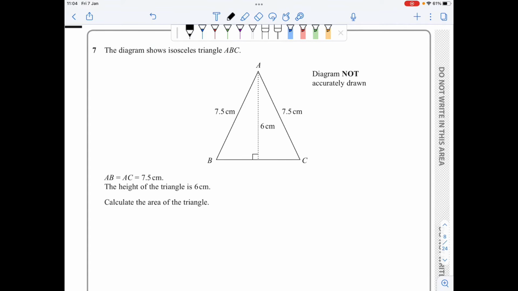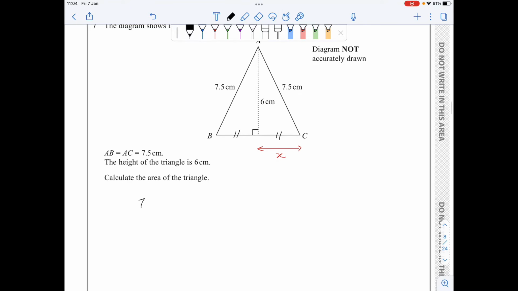In question 7, I have an isosceles triangle. The height splits the base into 2 equal parts. Let's call half of that x. And to find x, I'll use Pythagoras theorem. So I've got 7.5 squared is equal to 6 squared plus x squared. So x squared is 7.5 squared minus 6 squared.